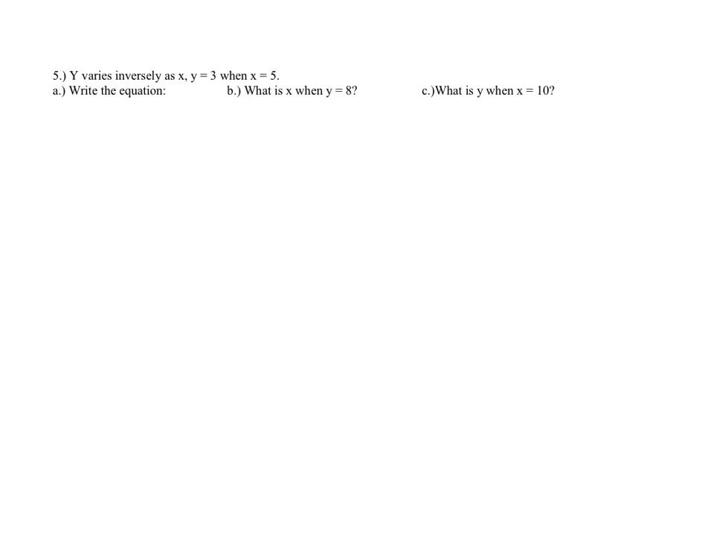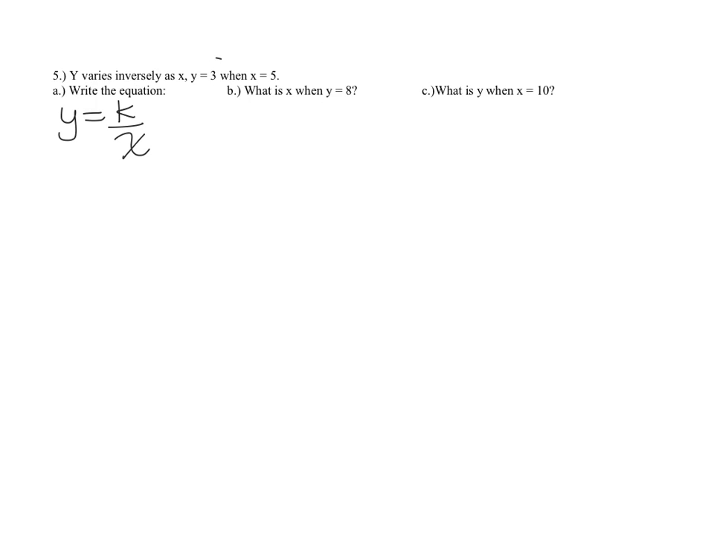So typically you're going to get problems like number 5, and question A won't be there. So it says y varies inversely as x, y equals 3 when x equals 5. Usually it would go straight to question B, what is x when y equals 8? The first thing you need to do in problems like this is write the equation, right? So we know the equation is y equals our constant over x.